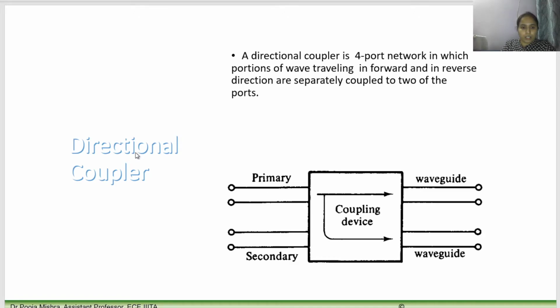It is a very popular device used in microwave engineering, and it is a 4-port network in which we use two waveguides. First is the primary waveguide and this is the secondary waveguide. And what is happening is the wave is traveling in forward and reverse direction, and some power from the primary waveguide is coupled into the secondary waveguide. That's why it is called a directional coupler. If you send a signal from this direction, it will move to this particular port, but some power will also be coupled into the secondary waveguide. So now let's see its operation.